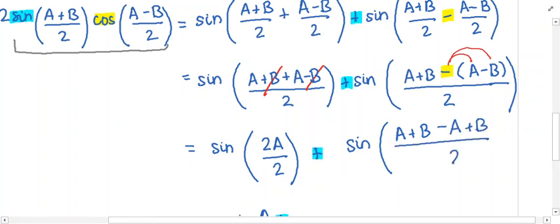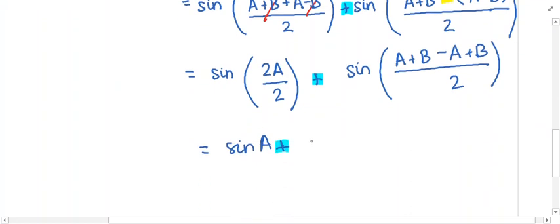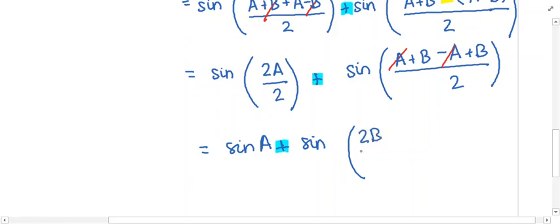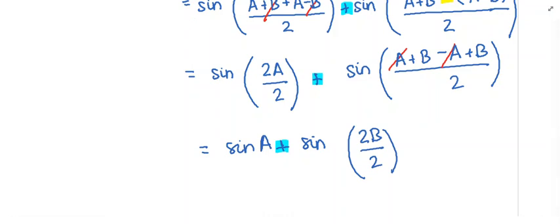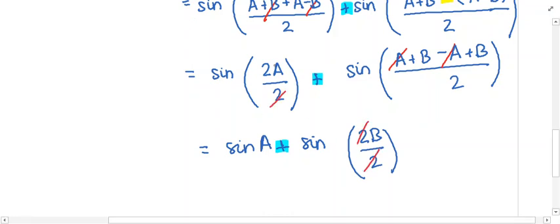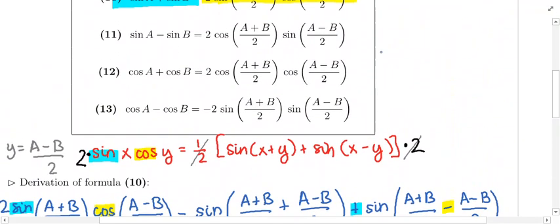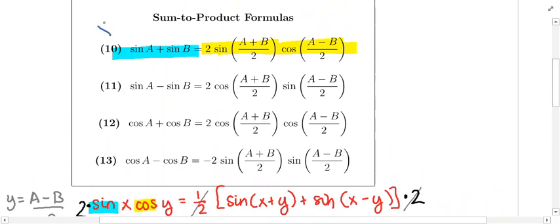Everything is over 2. So what we're going to be left with is the sine of what? When I look at the numerator here, I have a minus a. Those will cancel out. I'm going to be left with b plus b. That's 2b. Denominator is 2. The 2's are going to cancel just like they did here. And so ultimately this is going to turn into the sine of A plus the sine of B, which is the left side of our identity in Formula 10.